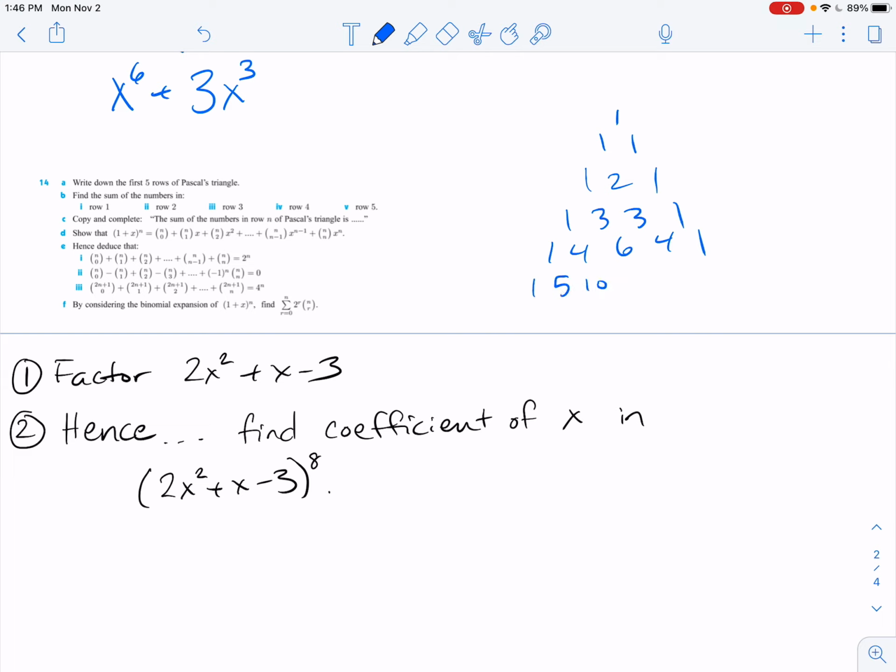Well, that may be 6 rows, but whatever. Okay, so this is cool.